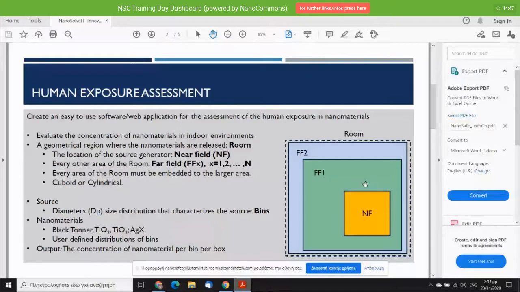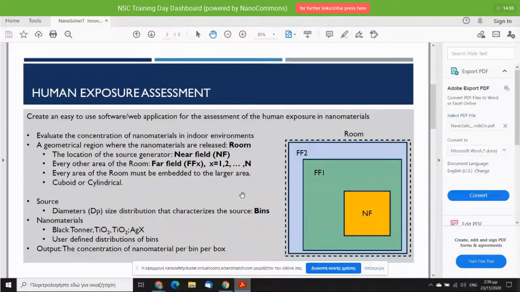Now, concerning the input to the application, we need the diameter distribution of the nanomaterials that characterize the source, that we call the bins, as you will see. For now, we can treat many nanomaterials, such as black toner and titanium dioxide. Of course, we have the possibility to create our own distribution of bins in the application. For the output, what we will get is the concentration of the nanomaterials per bin per box.